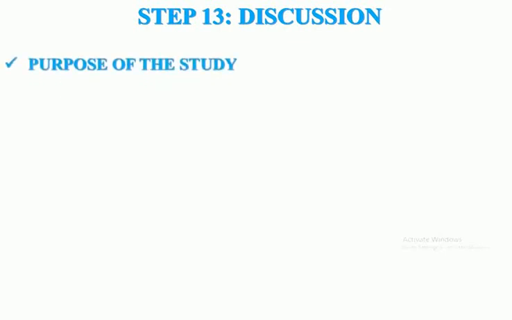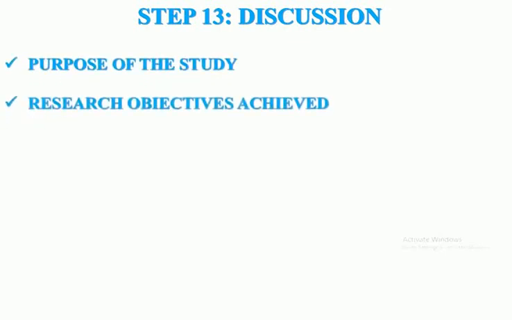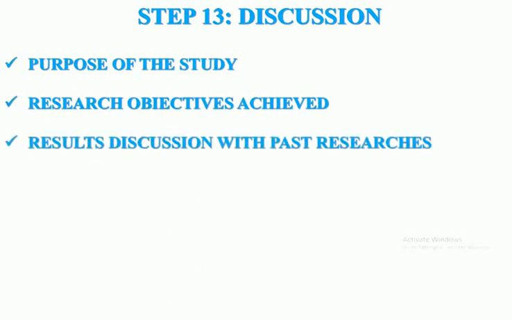You write the purpose of your research paper. Number 2, you write the research objectives which you have achieved in this research paper. Then the results. Then you discuss the results with past researches and see if your results are different from them or your results are the same. If your results are different from them, then this will be your finding of your research paper.